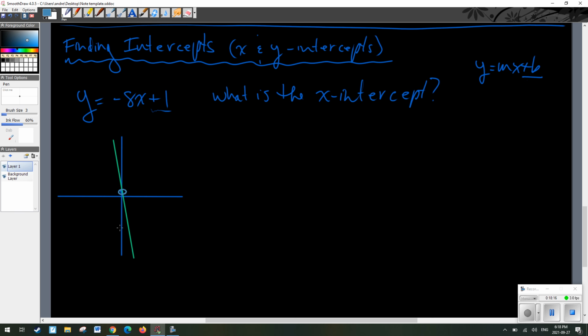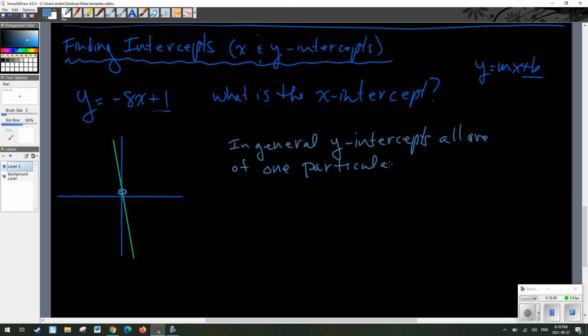But if we think about y-intercepts in general, they all are of one particular form. And this is going to pull together a few of the different things that we've done. It's going to look at some Cartesian plane coordinates, and it's going to give us some understanding. So we know that this is the y-axis, right? The y-axis is going up and down. And if we think about all the different points that exist on the y-axis.